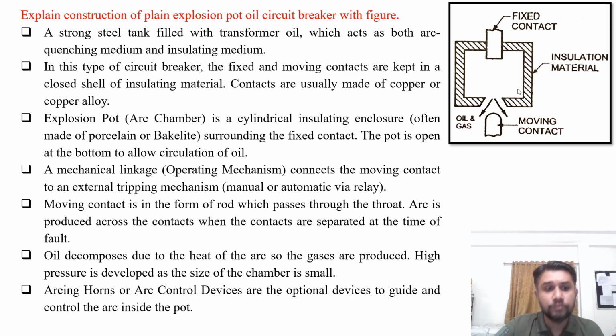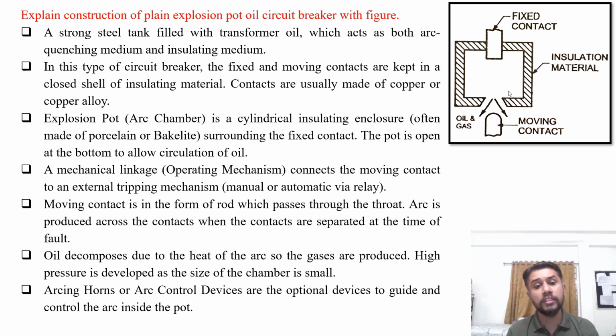It passes through this throat. Arc is produced across the contacts when the contacts are separated at the time of fault, when the moving contact separates from the fixed contact. Now this causes a very huge amount of heat production, and due to this oil decomposition takes place due to the heat of the arc produced. So the gases are produced, mainly hydrogen, ethane, methane, ethylene, etc. High pressure is developed as the size of the chamber is very small. This arc is produced in this small chamber, hence the pressure developed by the arc is very high.